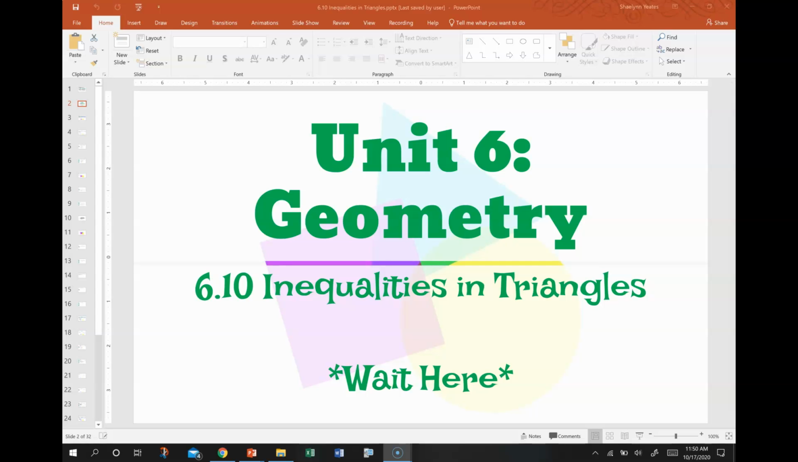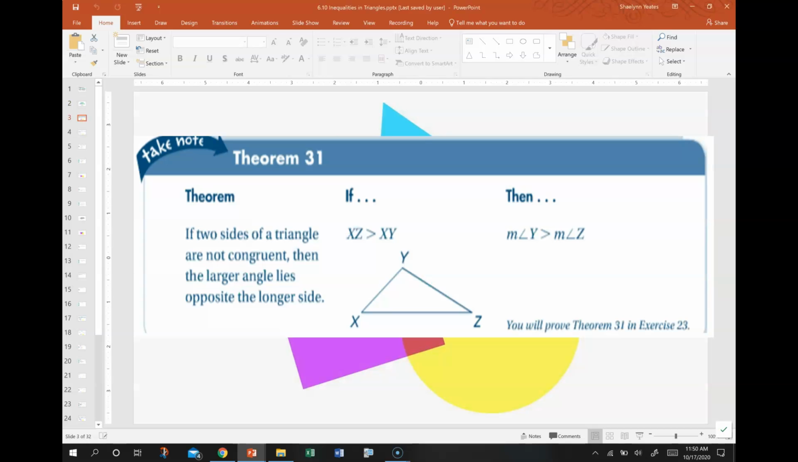Alright guys, so here we are, Unit 6 Geometry. We're talking about inequalities of triangles. So, we're going to talk about the simple one first.